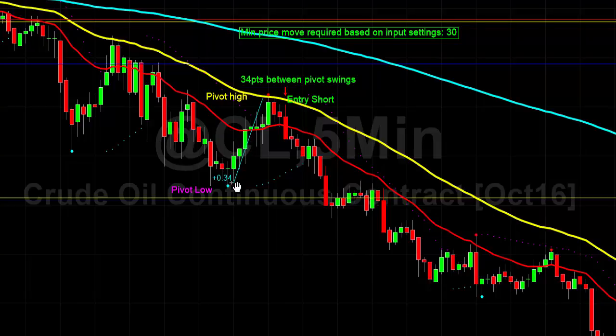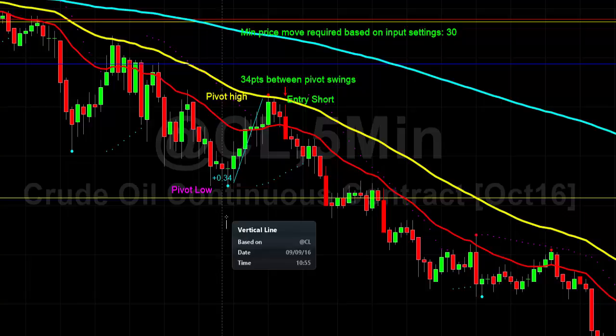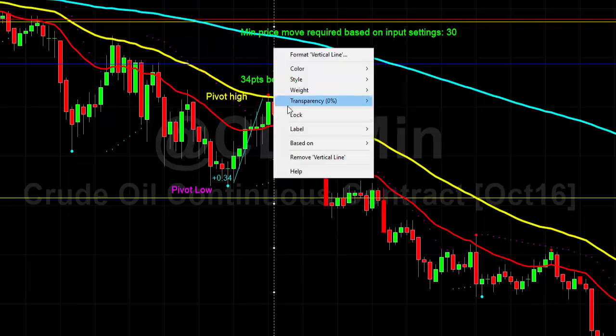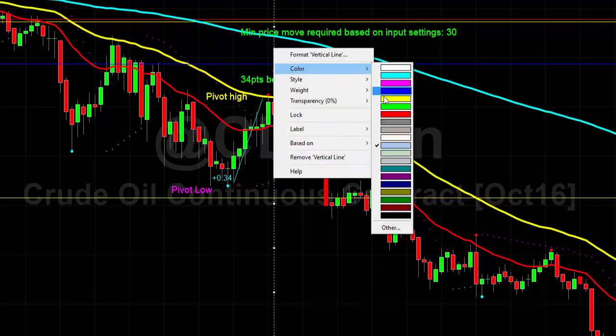Basically, I want to see price move. If I'm taking a short trade, a short entry, then I want to see price move up from this pivot low to the pivot high, and it needs to move a distance of at least 30 points. Well, it does. It moves 34. So once that pivot prints, I have a green light to take a trade, and I'm effectively able to take the trade.